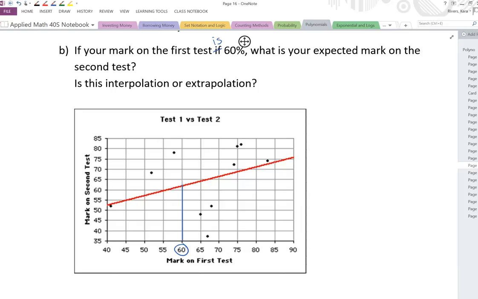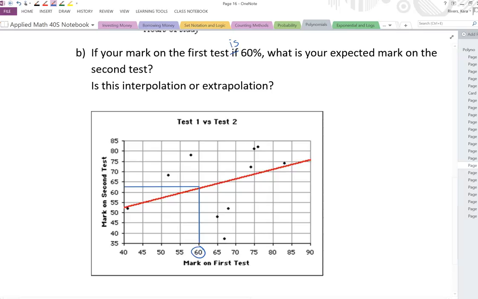So you can see I stopped my vertical line here once it hit that line. Now, from that point, I'm going to draw a horizontal line across to find out where my mark would be on the second test. So you can see here between 60 and 65, this is approximately 62%. So when it asks what is your expected mark on the second test, 62%.